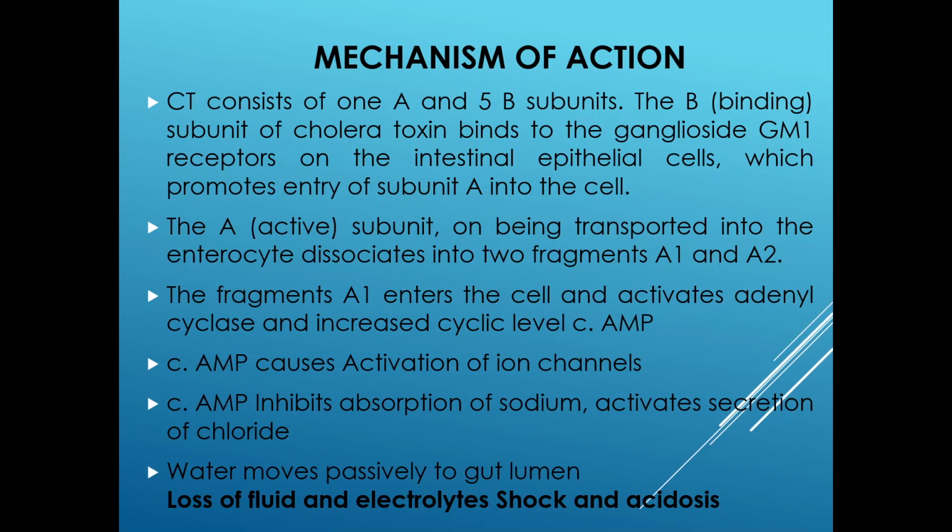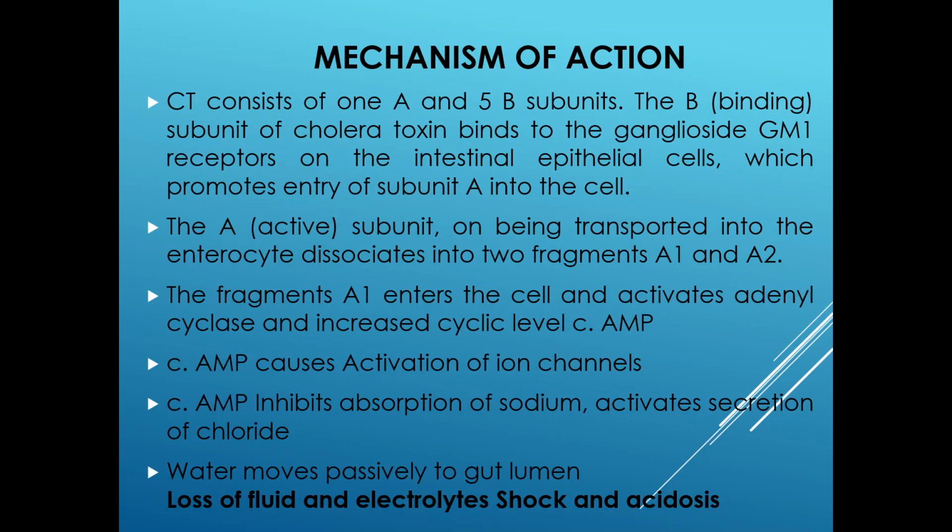The active A subunit, on being transported into the enterocyte, dissociates into two fragments, A1 and A2. Fragment A1 enters the cell and activates adenylate cyclase, increasing levels of cyclic adenosine monophosphate, cyclic AMP. Subunit A2 bonds with the B subunit and attaches to other intestinal cells.